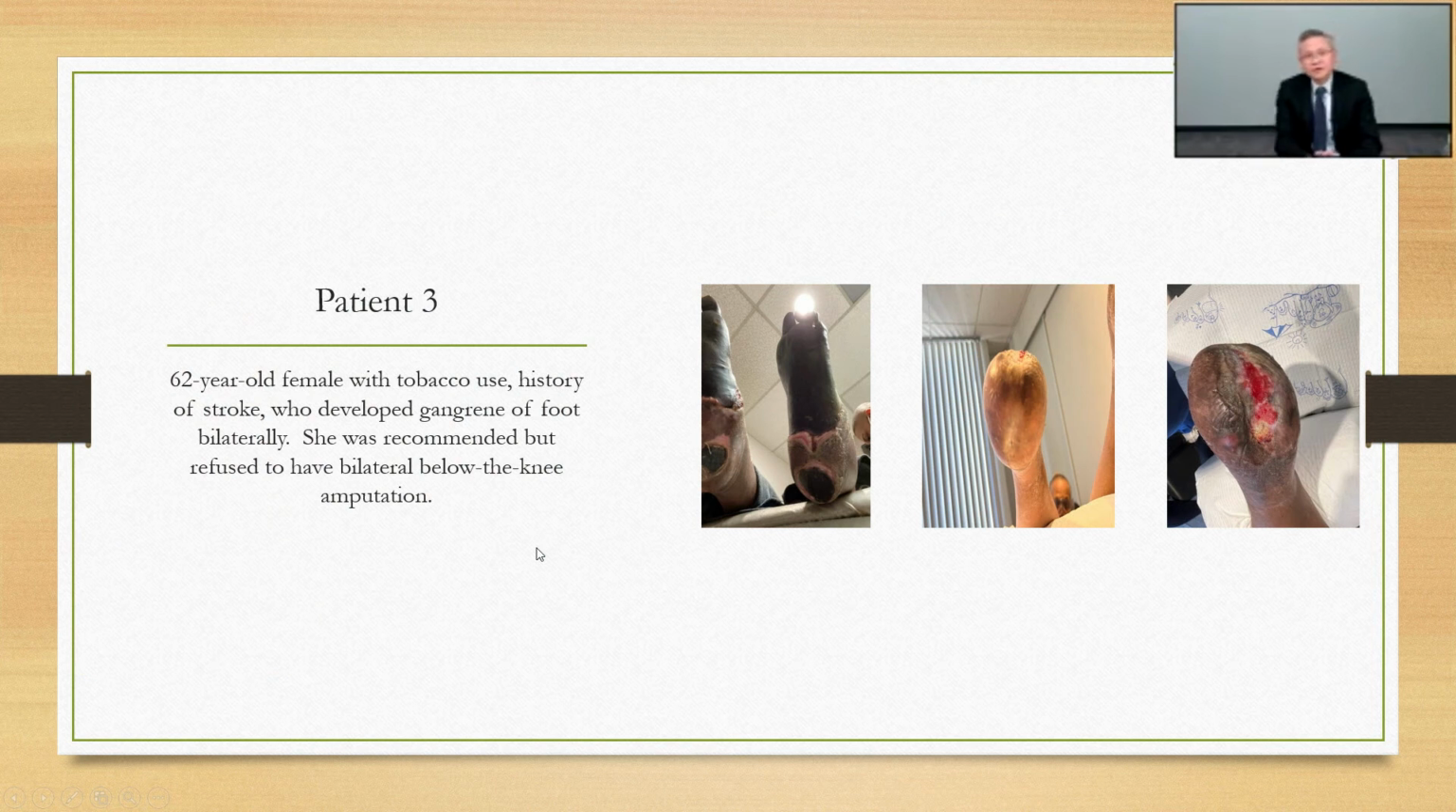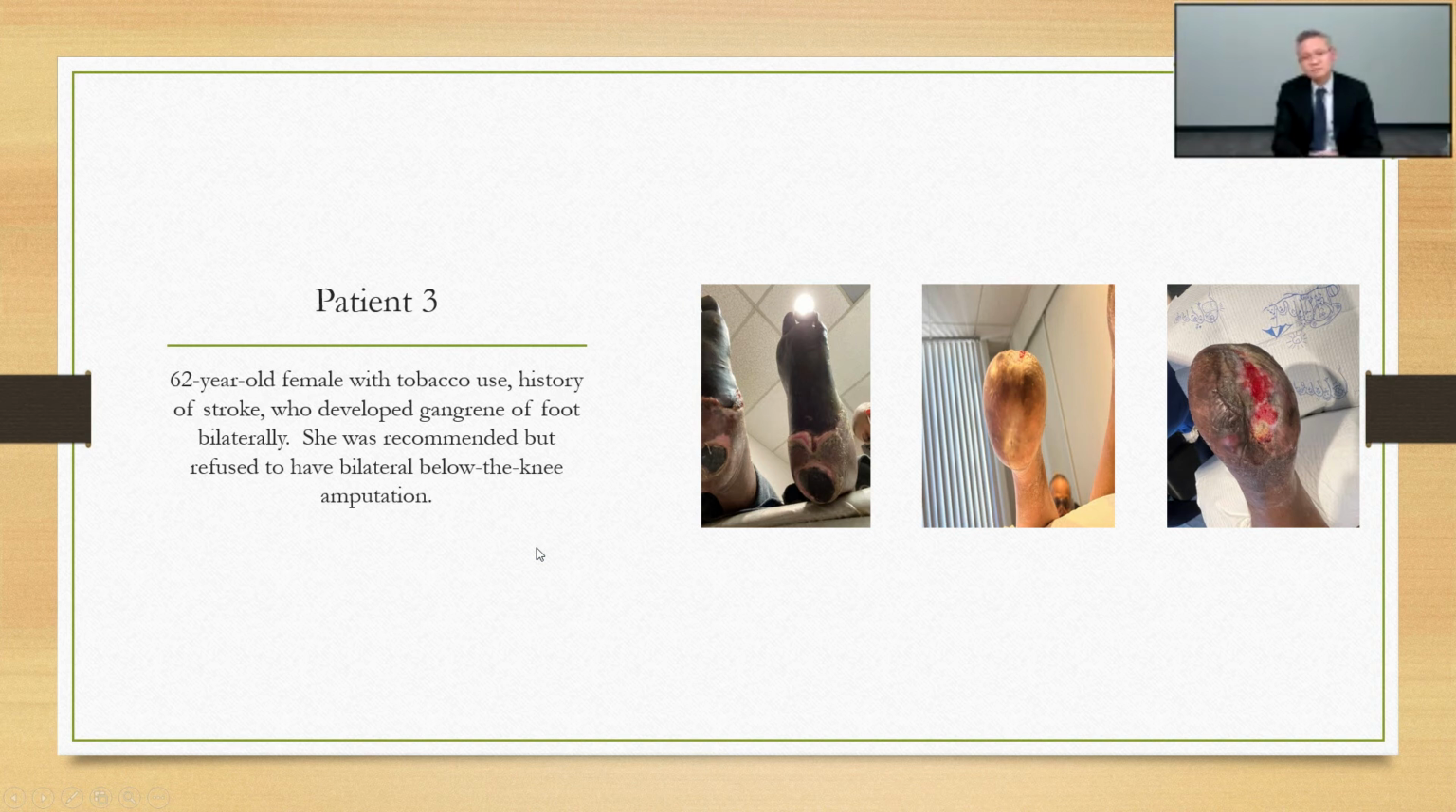And this is another patient in our institution that we took care of. This is a 62-year-old lady with a past history of tobacco use and history of stroke. She came to the hospital after several days of severe pain in both feet. And you can see the first picture of the slide, both of the feet mostly gangrenous, the tissue died. And so she was appropriately recommended to have amputation of both of her legs just below the knee level.